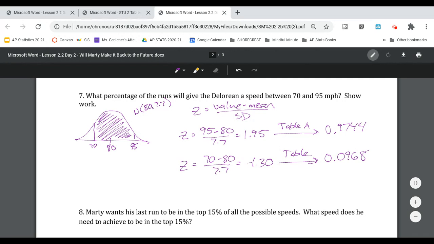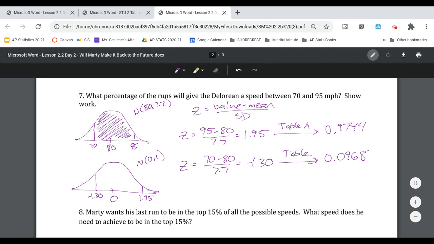Okay, so we have 2 percentiles to work with here. This is a good time to draw your other graph to kind of keep your wits about you as to what's going on. So it's the normal distribution with 0 and 1. And again, the picture looks the same, right? But now we have z-scores we can label it with. Up here is 1.95. And down here is negative 1.30. And we want what's in the middle.